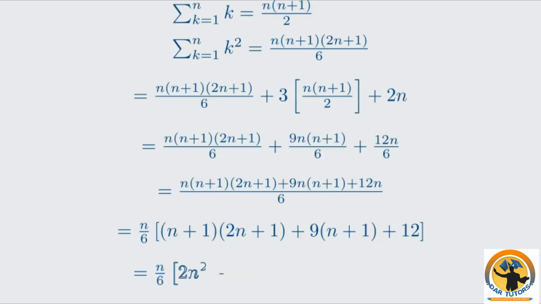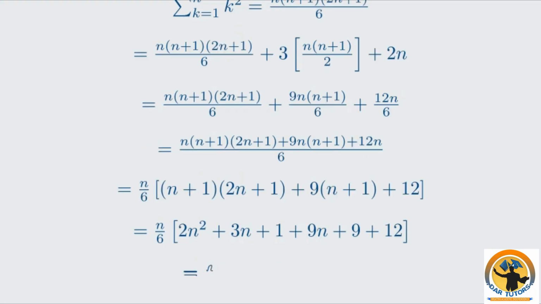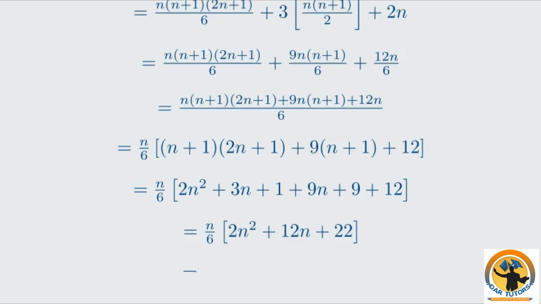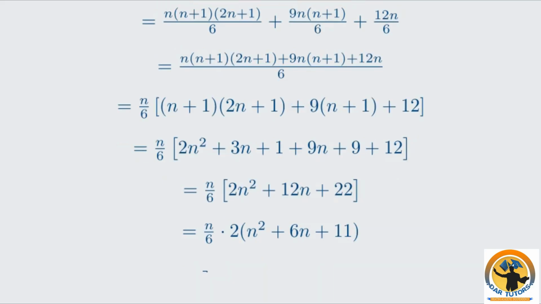Expanding the terms, we get 2n squared plus 3n plus 1 plus 9n plus 9 plus 12. Combining like terms, this simplifies to 2n squared plus 12n plus 22. We can factor a 2 out of the quadratic inside the brackets. This gives us n over 6 times 2 times the quantity n squared plus 6n plus 11. Finally, we can simplify the fraction 2 over 6 to 1 over 3. Our simplified expression is n over 3 times the quantity n squared plus 6n plus 11.